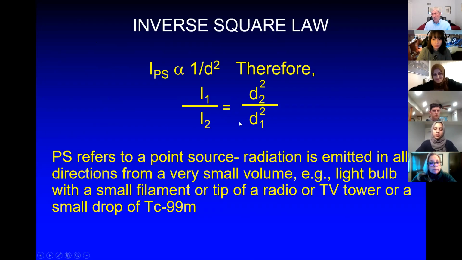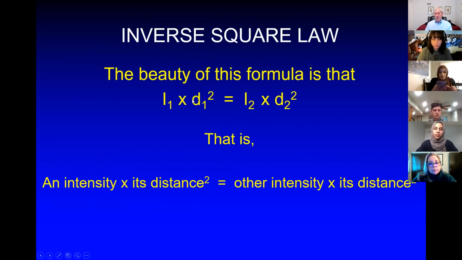Okay, inverse square law. We can touch on that for a couple of minutes also. Just to refresh your memory, it says the intensity of a point source varies inversely with the square of the distance. The beauty of this formula is, it's so easy to remember because when you cross multiply, look what you've got. I1 times D1 squared equals I2 times D2 squared. And that makes the formula very easy to remember.